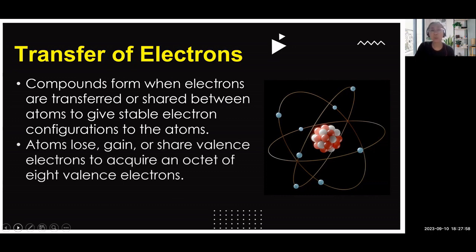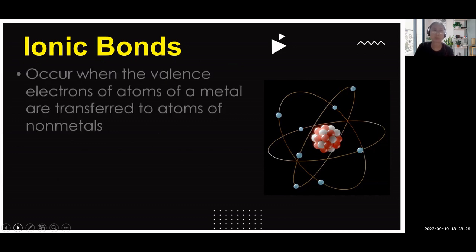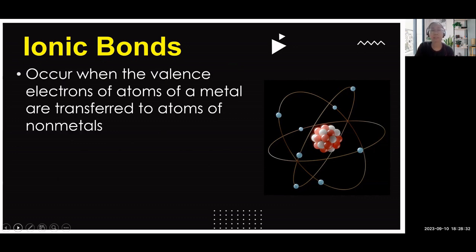Atoms could lose, gain, or share valence electrons to acquire an octet of 8 valence electrons. This is what I've been telling you, that for compounds to form, you need to have a complete set of 8 valence electrons. Now we have different kinds of bonds when it comes to the formation of molecules. Like I've said before, bonds are like the glue that puts the atoms together to form molecules or compounds.